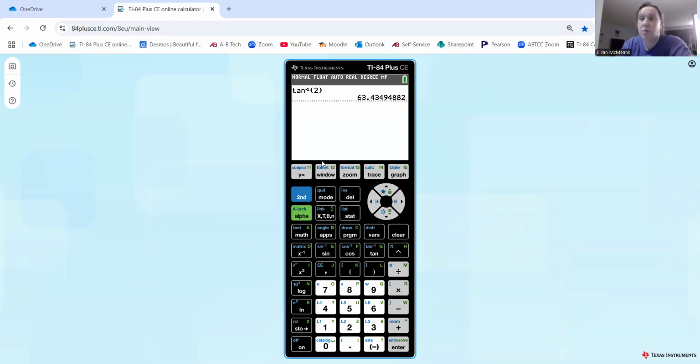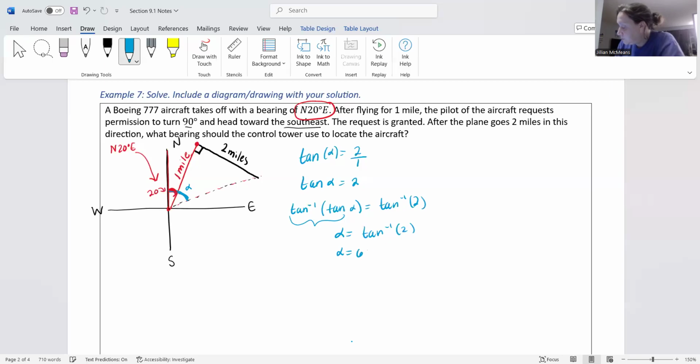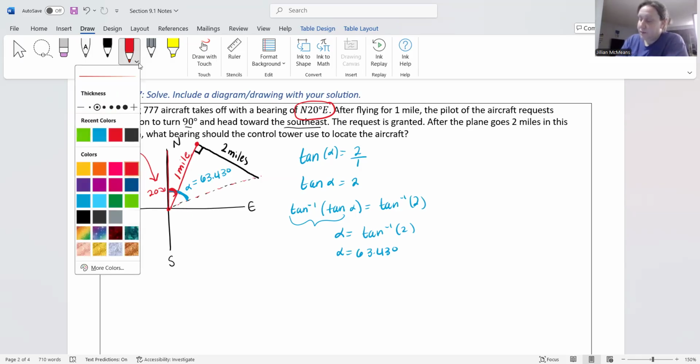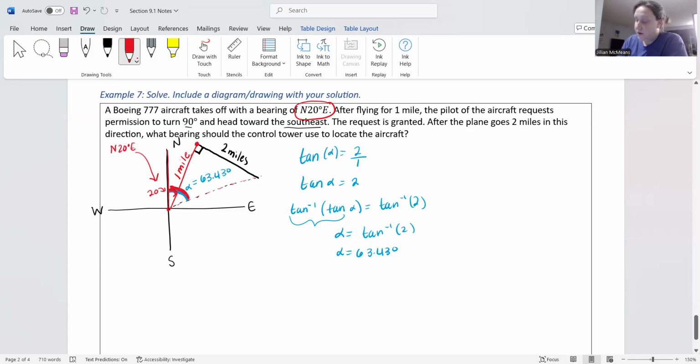So what is that? Well, 63.43 degrees is this blue part of the angle. But that doesn't really tell us the bearing of the plane, because remember, going directly north, we had to fall 20 degrees to the east, and then we've sort of fallen another 63.43 degrees. So what we need to find is this entire angle now. We need to find this entire thing.